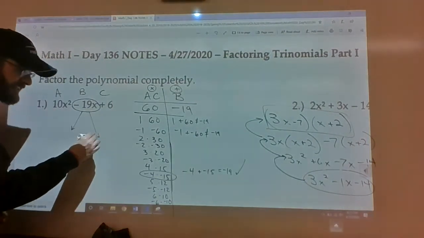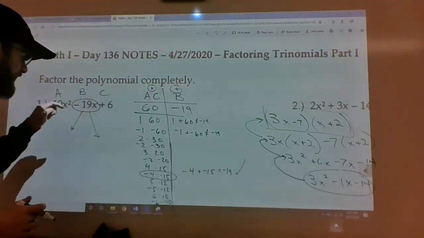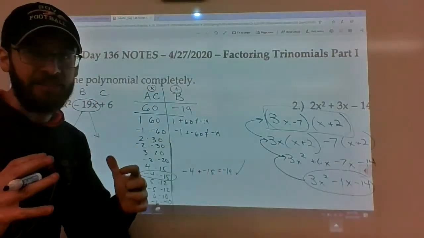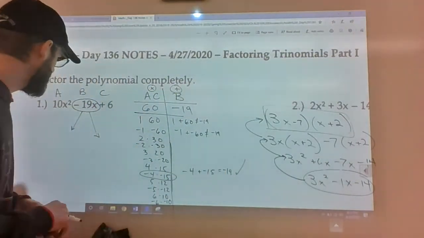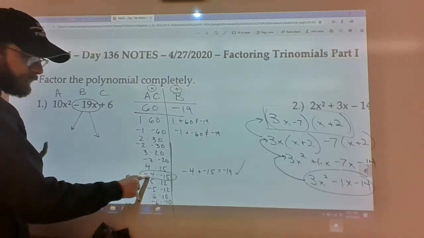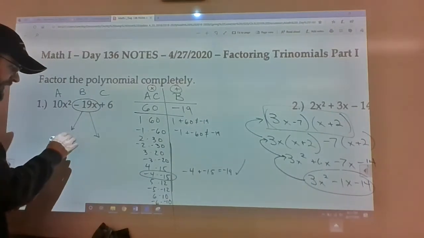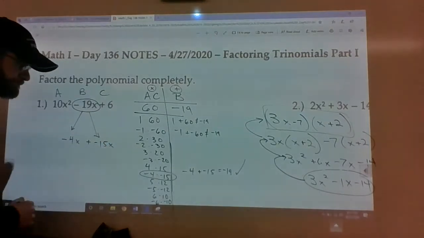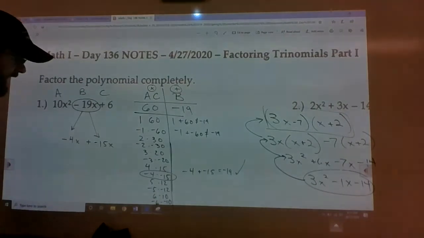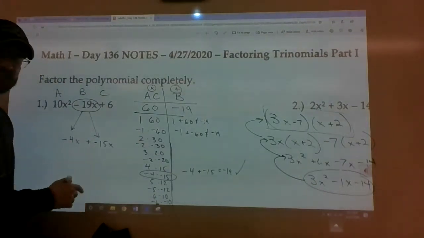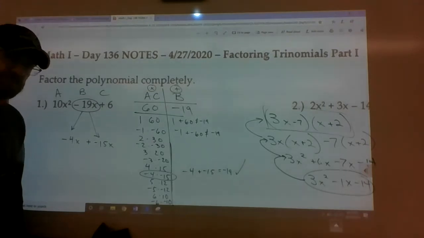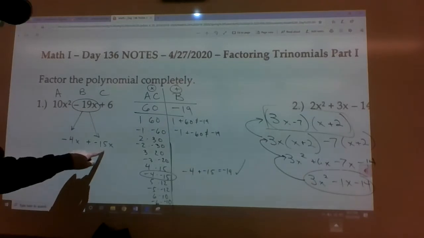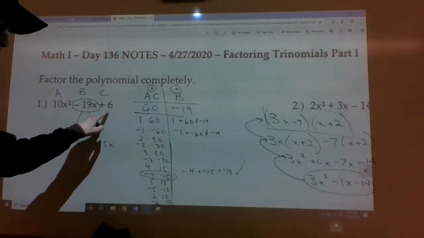That means that we have successfully figured out what this middle term should be broken up into to create balance and then allow us to factor by grouping. So the negative 19x can be rewritten as negative 4x plus negative 15x. I'm literally saying, hey, negative 19, that's the same as negative 4 plus negative 15, which is a true statement. I'm actually going to rewrite it, though, where I group the 10x squared with the minus 15x and the minus 4x with the 6 on this one.